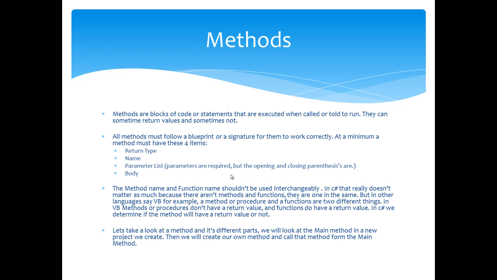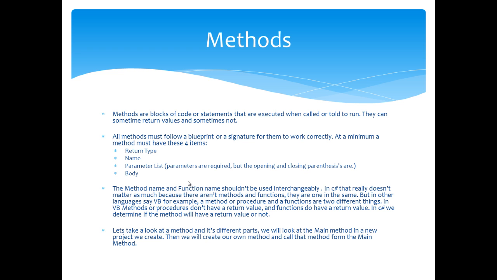Now, all methods, for them to work properly, must follow a blueprint or a type of signature. At a minimum, methods must have at least four items. They must have a return type. They must have a name, a parameter list, and a body. Now, when it comes to the parameter list, a method doesn't require parameters, but it does require the opening and closing parentheses where the parameters would go. So I know it says 4 there, but it's kind of a gray area.